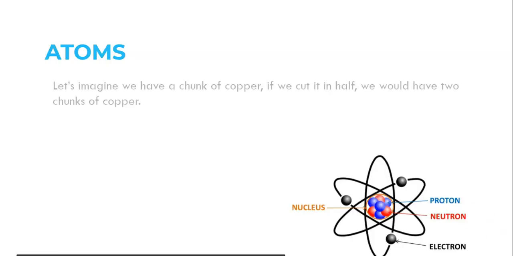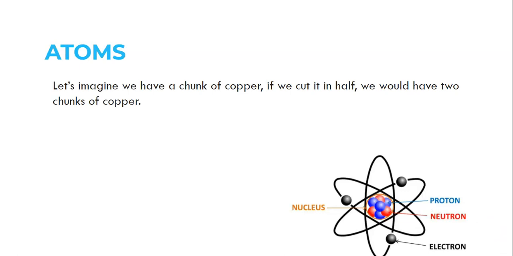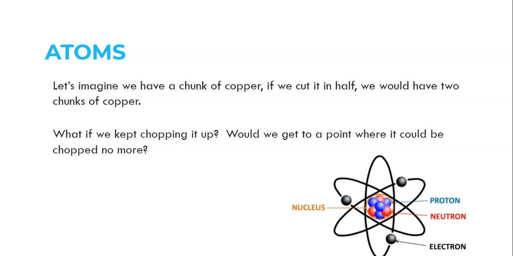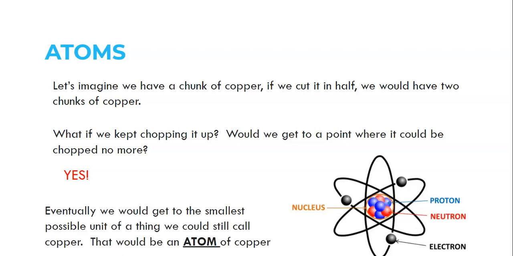So first of all, when we think about atoms, imagine that if we have a chunk of copper, we cut it in half, we would have two chunks of copper, right? If we were to keep cutting it, we would eventually get to a point where we couldn't cut it down anymore and have it still be copper. This is assuming we have very, very fancy tools to cut this copper with. So eventually we would get to the smallest possible unit of a thing that we could call copper, and this would be an atom.